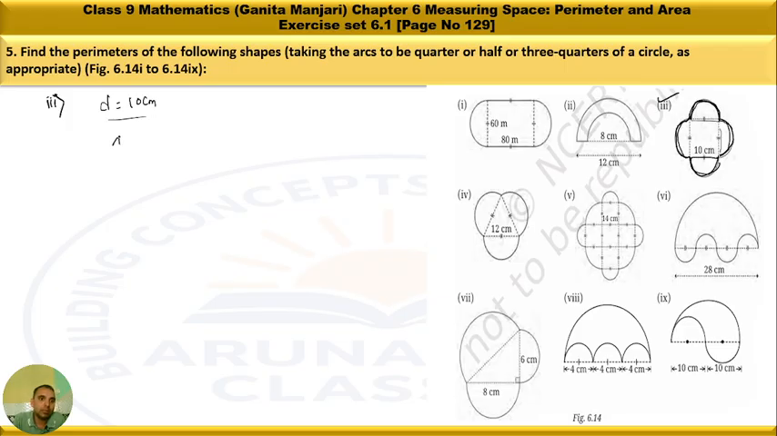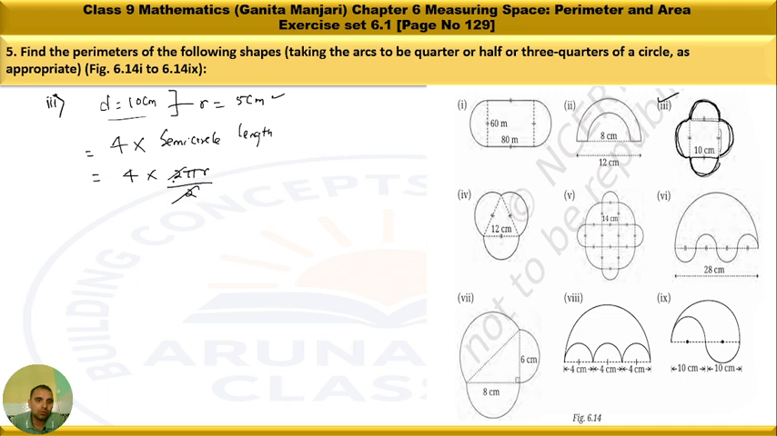There are 4 semicircles. We have to find the length of 4 semicircles. So 4 multiplied with 2 pi r upon 2, that is the semicircle length, and the radius will be considered as 10 upon 2, that is 5 centimeter.